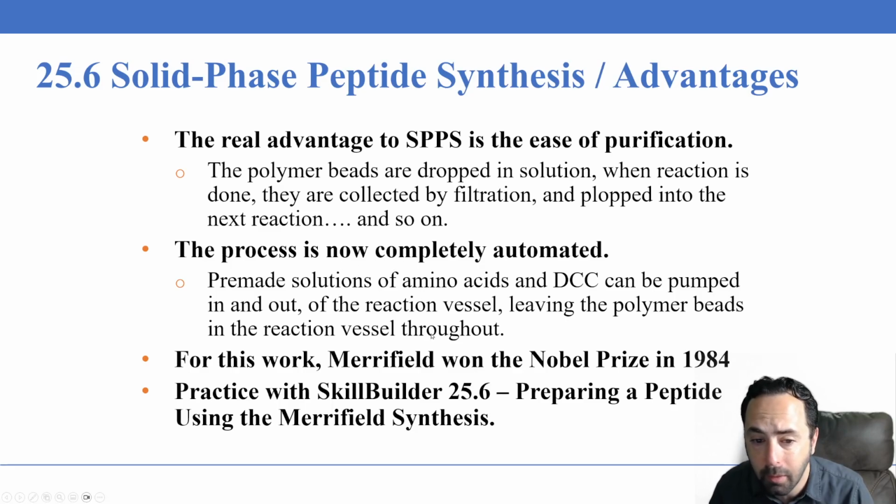So the process can now be completely automated, and so there are machines, commercial instruments that you can feed amino acids into and these reagents, and they will produce the peptide for you. And Merrifield won the Nobel Prize for this work in 1984. So this is a relatively new synthesis, right? When I was in school, this synthesis was just starting to be commercialized. There were just starting to be commercial peptide synthesizers that you could buy. And previous to that, they were only in labs.